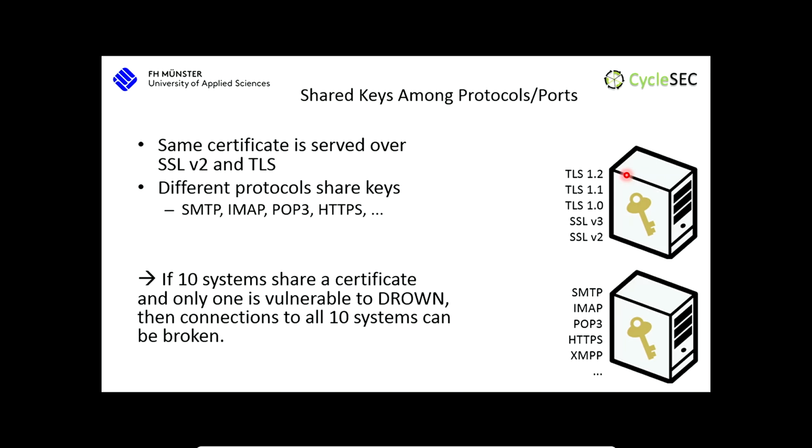Which leads to the fact, I said, Bleichenbacher's attack works against RSA ciphertext. It's nothing written that this is specific to a specific TLS version. It's a generic RSA decryption oracle, right? So which means if we have 10 systems, and these 10 systems all share the same certificate, and only one of those 10 systems is vulnerable to DROWN, then the connections to all 10 systems can be broken, because it's a generic RSA decryption oracle. So it works like this.